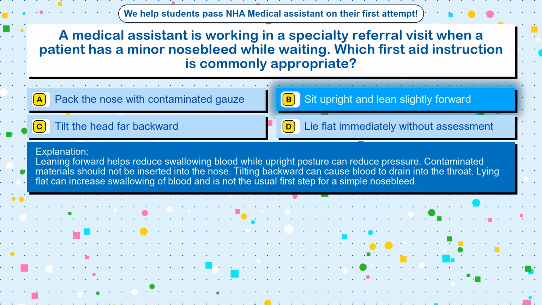Leaning forward helps reduce swallowing blood while upright posture can reduce pressure. Contaminated materials should not be inserted into the nose.